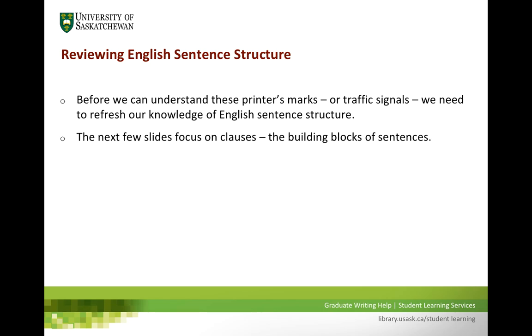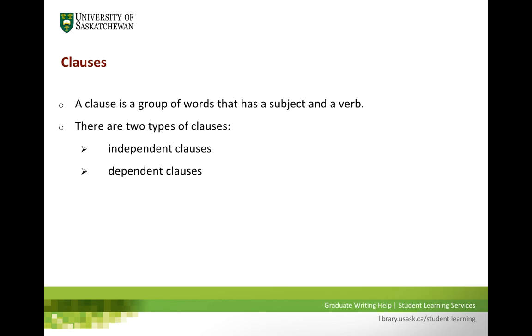But before we can actually understand these printers' marks or traffic signals, we have to refresh our knowledge of English sentence structure. So the next few slides focus on clauses. Clauses are the building blocks of sentences. So a clause, what is a clause? A clause is a group of words that has a subject and a verb. And there are two types. There are independent clauses and dependent clauses.